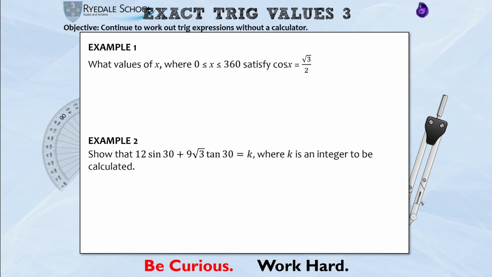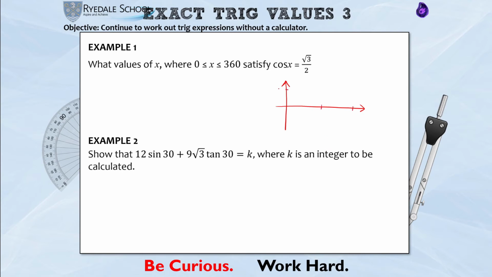I hope you've managed to print out the sheet, but the questions are quite short today if you've not been able to do so. So example number 1, what values of x, where x is between 0 and 360, satisfy cos x equals root 3 over 2? So this is a graphing question, but also involves you needing to know your trig values. Because we know the graph of cosine, I hope, looks like this. Between 0 and 360.